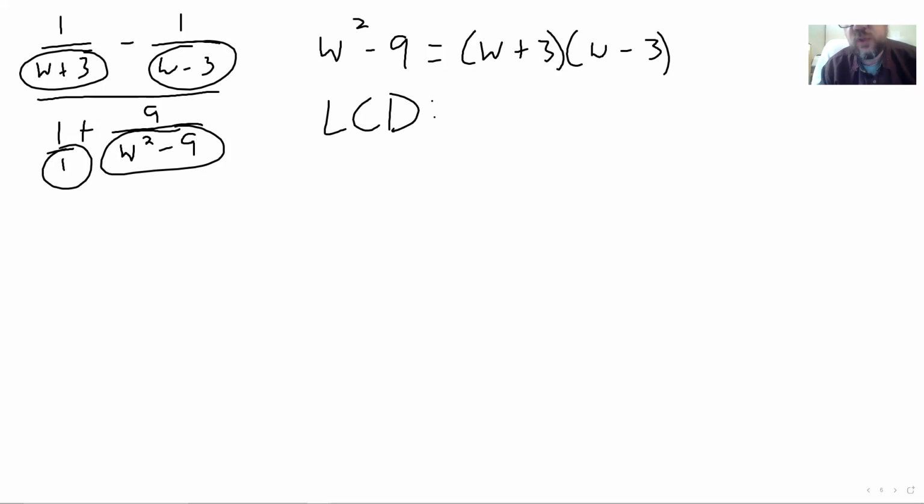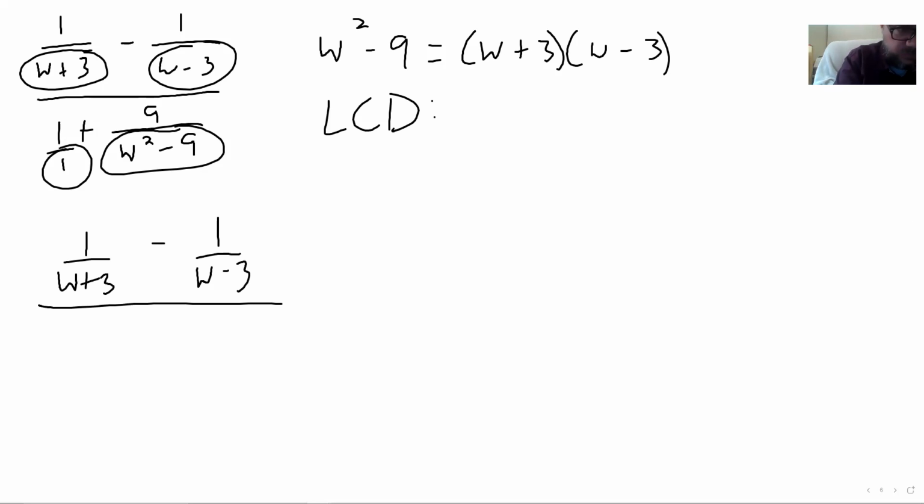Now, here's how I usually write this. I'm going to write it like this. 1 over w plus 3 minus 1 over w minus 3 over 1 plus 9 over, that's a 9, not an A, w plus 3, w minus 3. And I'll leave it to you to decide if you want to write it this way.